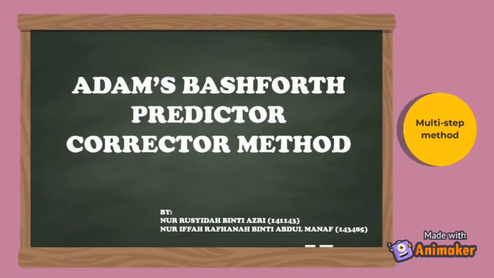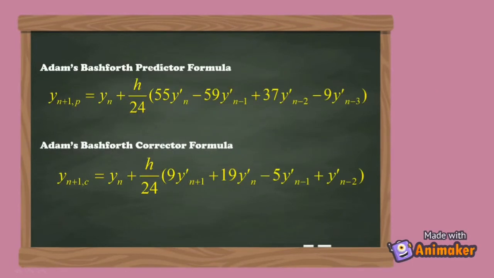The Adams-Bashforth predictor-corrector method is a multi-step method where it needs more than one value of the dependent variable to compute the next value. It is also known as the Adams-Bashforth-Moulton method. This method has two formulas. The first formula determines an approximate value of y, and it is known as the predictor formula. The second formula is known as the corrector formula. It improves the value of y obtained by the predictor formula. Note that the predictor formula is an explicit formula, whereas the corrector formula is an implicit formula.